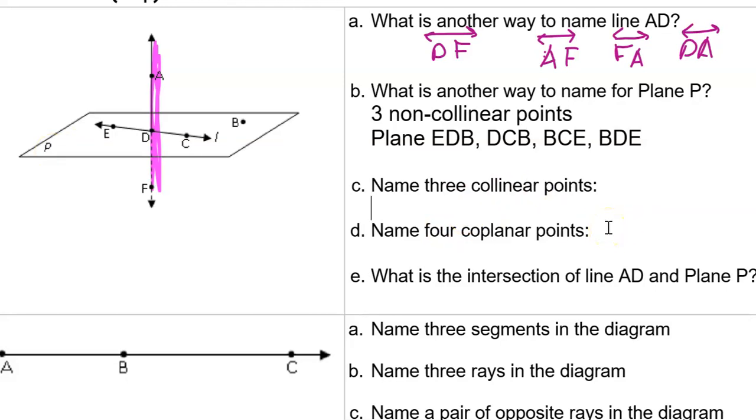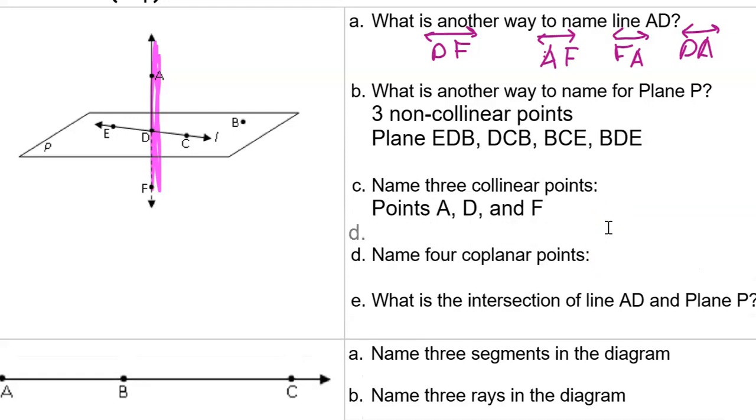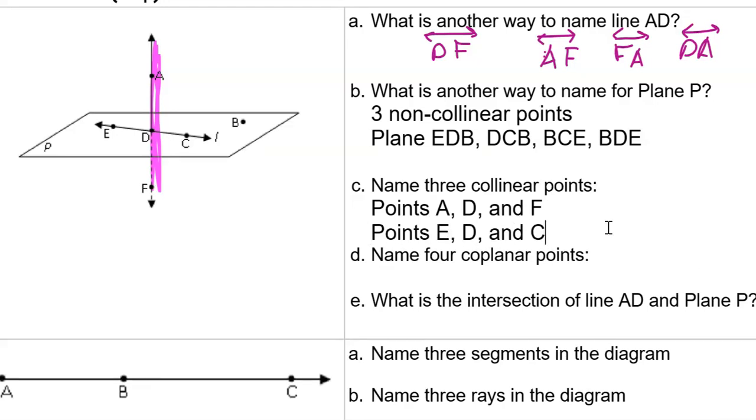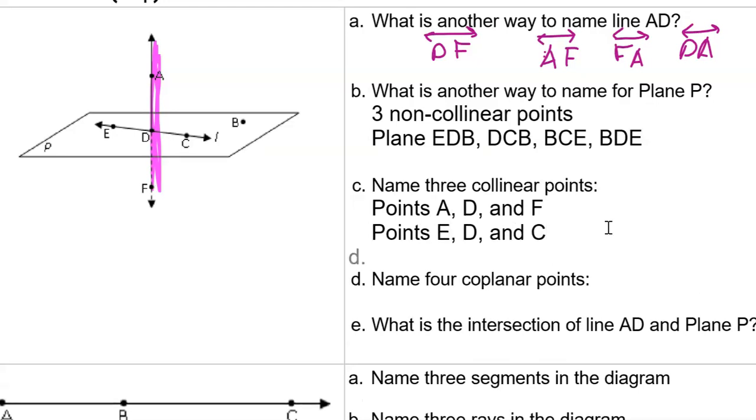So name 3 collinear points. I could say points A, D, and F. You could say points E, D, and C. Do you see any other combinations that you might use? Be careful including point B, because there is no clear line that has that and 2 other points on it.